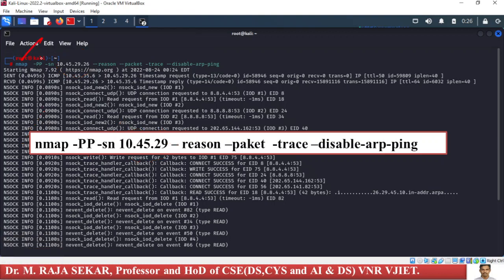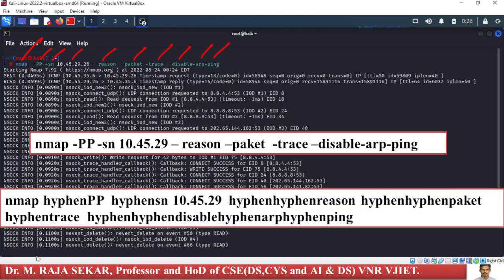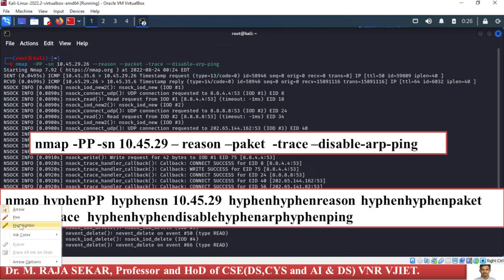Just see, nmap -PP -sn 10.45.29.26 --reason --packet-trace --disable-arp-ping. This command we already discussed. Just for clarity, I am writing nothing more than that. Just see, that's what I am writing.